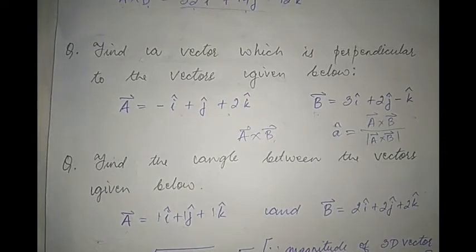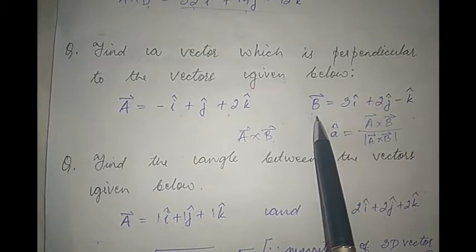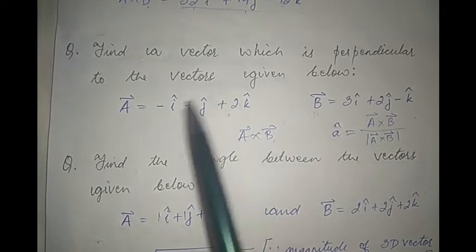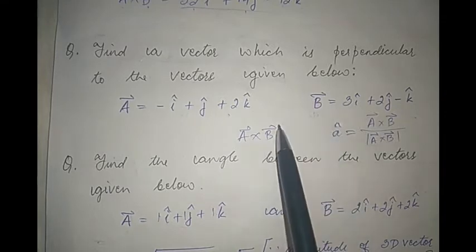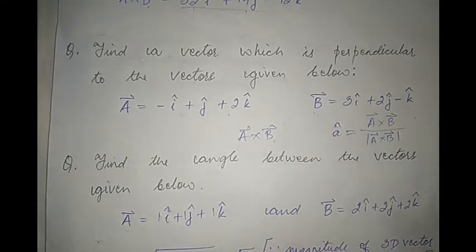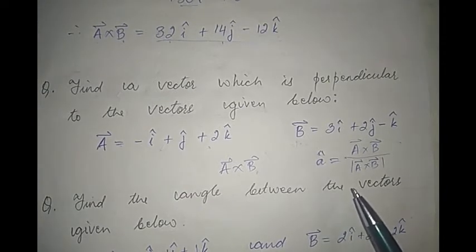You can try doing that also. First of all, find A cross B. Then find the unit vector which is perpendicular to both A and B, that is, the vector A cross B divided by its magnitude. Try doing this, class 11, and any problem you have, you can let me know.